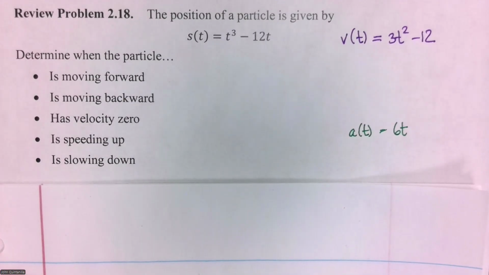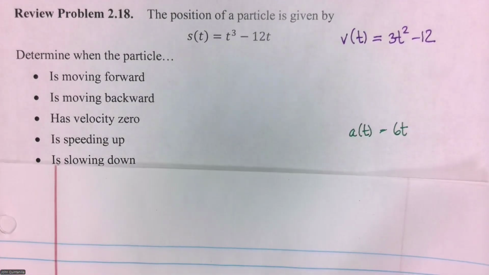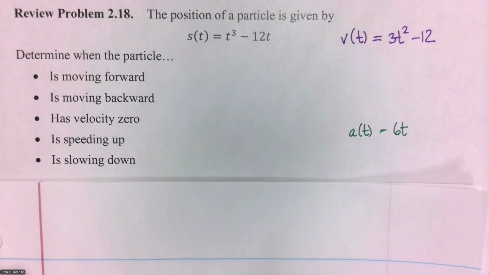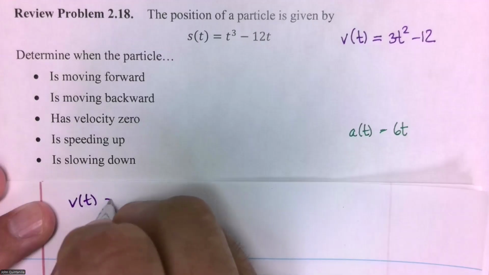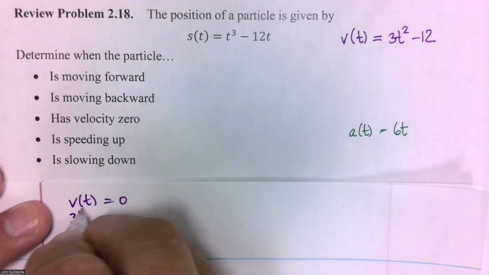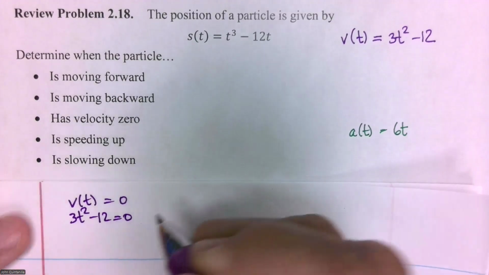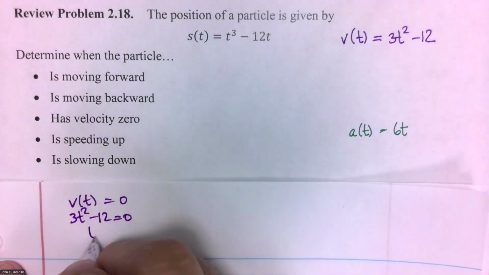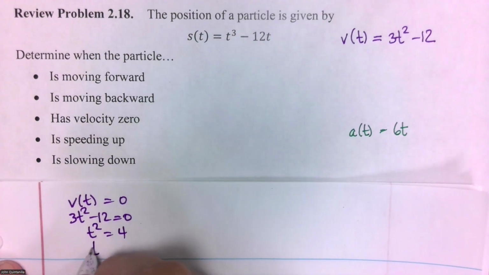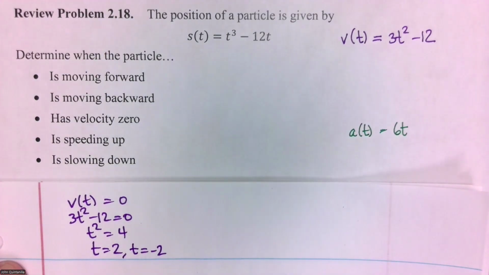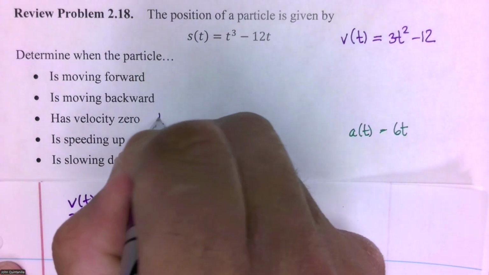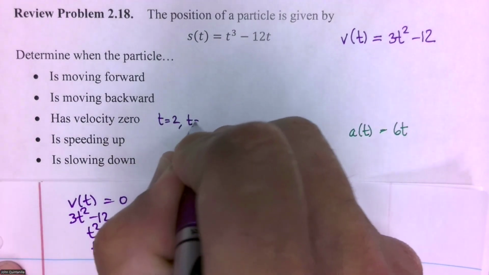Okay, now when is the velocity equal to 0? So I'll do the third part first. The velocity is equal to 0. That means that 3t squared minus 12 is 0. And so that means t squared is 4. And so t is equal to 2, or t is equal to negative 2. And so those are the two places where the velocity is 0. So t is equal to 2, and t is equal to negative 2.